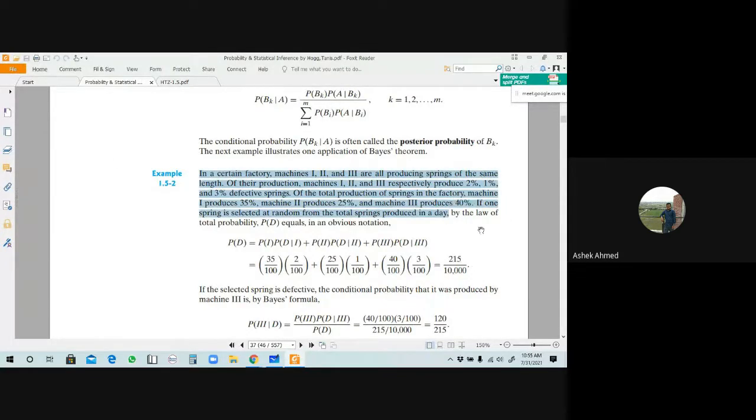এটা আমাদের কোশ্চেন। In a certain factory, machines 1, 2, and 3 are all producing springs of the same length. Of their production, machines 1, 2, and 3 respectively produce 2%, 1%, and 3% defective springs. Of the total production of springs in the factory, machine 1 produces 35%, machine 2 produces 25%, and machine 3 produces 40%.